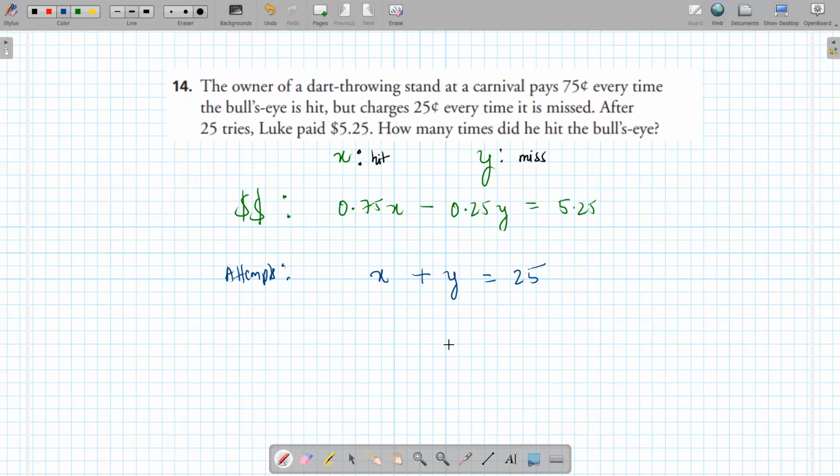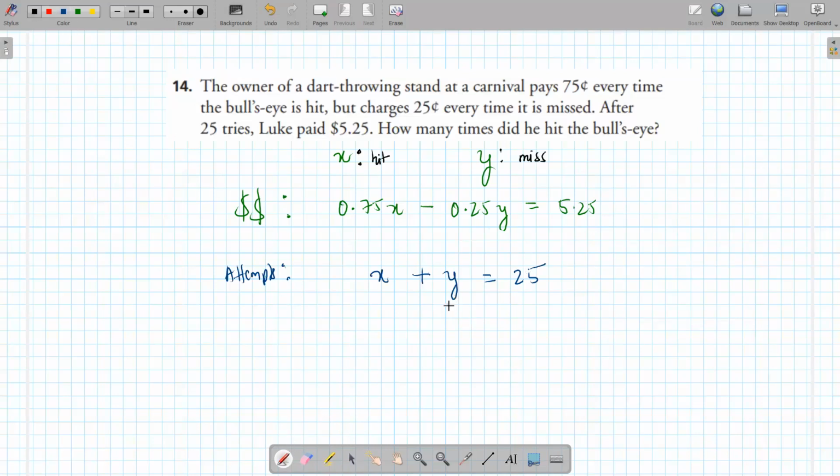Now, how do you solve? Now this becomes a system. System means you have multiple equations. This is a system of linear equations. How do you solve a system of linear equations? Do you remember? Two ways. You can either do substitution or you can do elimination, okay? For this question, I'm going to do substitution.